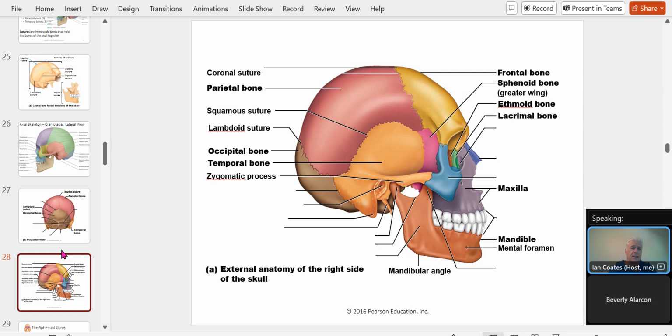Just another shot, probably overkill, but if you didn't like the previous one, you'll see. Have a look at that one. There's your mental foramen. Remember those foramens, just holes in the bone. So have a look at that. They're all good to go.